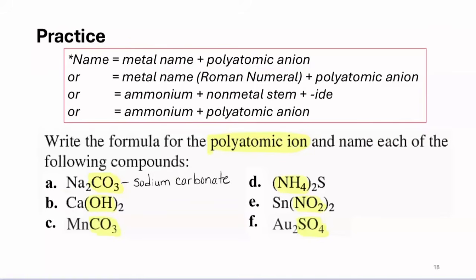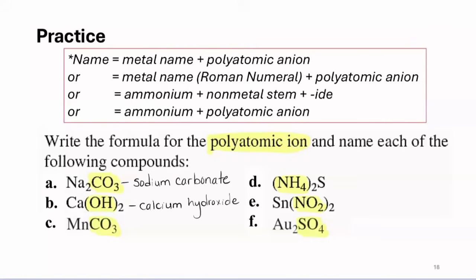I'm going now to move on to letter B. As my metal, I have something with one charge. Ca, calcium, lives in group 2A. So I just need to write its name, followed by the name of the polyatomic ion. OH, its name is hydroxide. So the name of the chemical formula on letter B is calcium hydroxide.